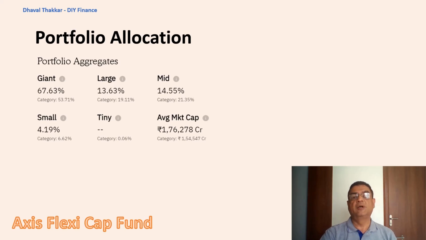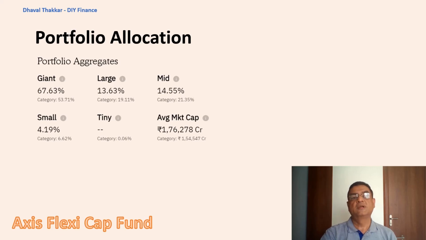Not only with this fund, but if you have observed, most of the flexi cap funds have a large cap heavy portfolio. Why do fund managers not utilize the liberty they have and pick some good stocks from all the categories? Quite strange, isn't it?